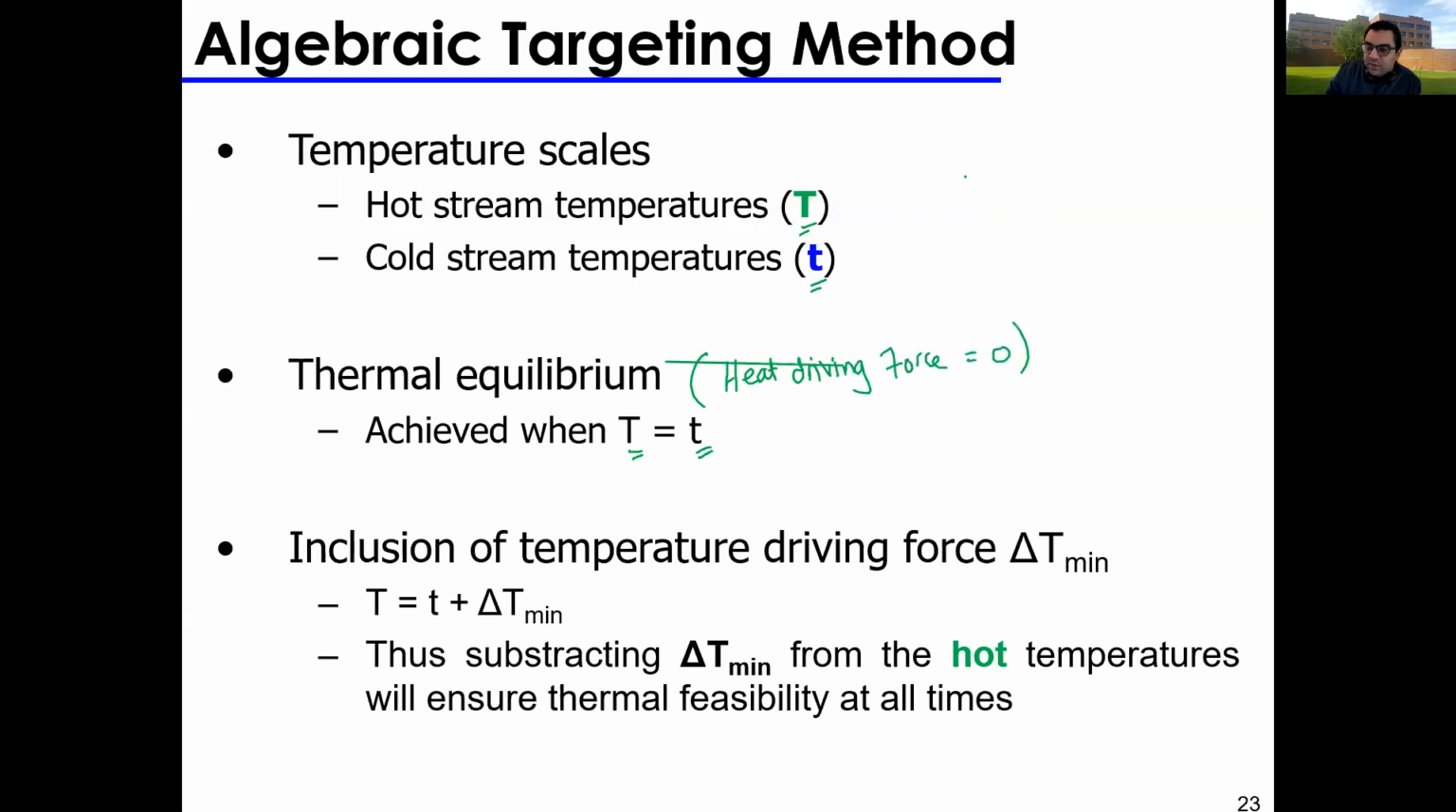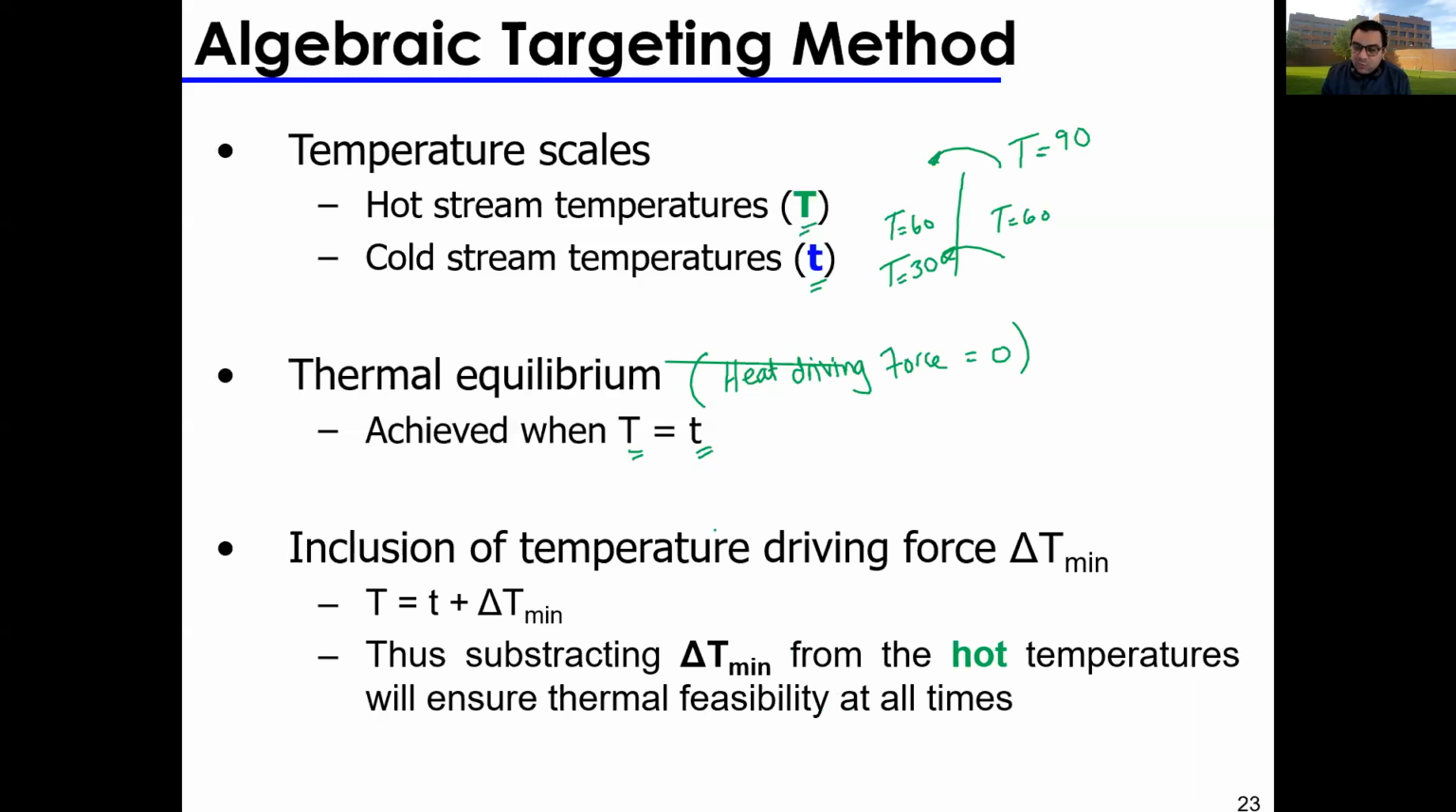Right, because if I have, let's say, 2 walls and they're both at the same temperature, there is no driving force, there's no incentive for heat to move around. But if this is a 30, there's a driving force for heat to jump this way. If this is 90, right, there's an incentive for the heat to move, right? So you always need to have this temperature driving force called delta T minimum, and subtracting delta T minimum from the hot temperatures will ensure thermal feasibility at all times, okay?